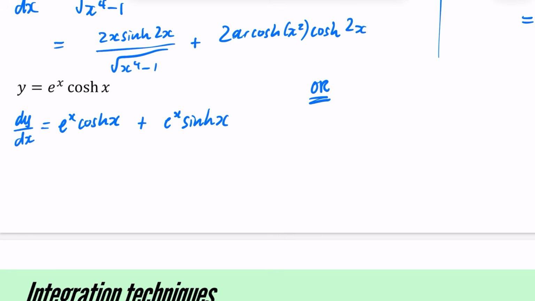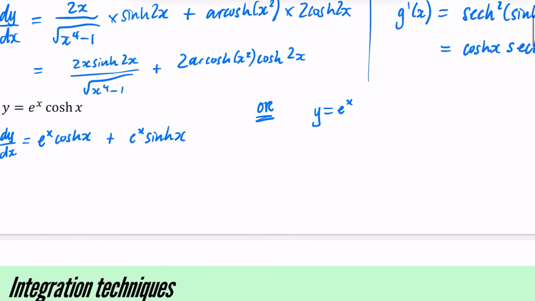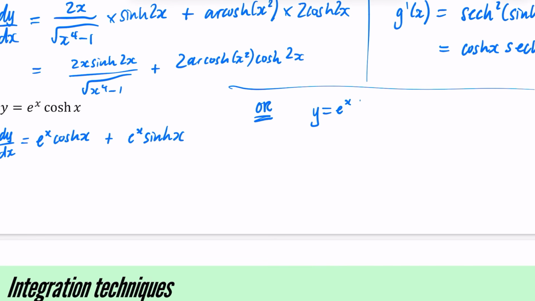Or an alternative method for this might be to use exponentials. So if y is equal to e^x cosh x, again, let me just box off what we're doing here. Cosh x is a half. Tell you what, let's put that half right at the front of this, so that we have the other way of doing this.